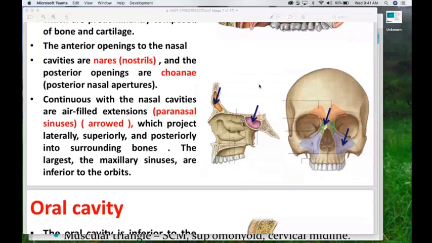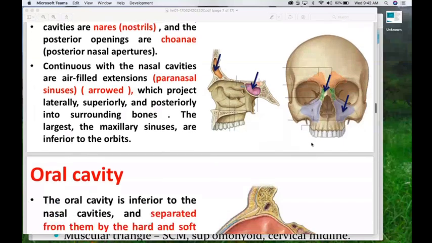So the nasal cavity is filled with extensions, the paranasal sinuses. This one is the frontal sinus. This is the sphenoid sinus. These two are ethmoidal, and these two are maxillary, which project laterally. The maxillary sinus is the largest, which is present inferior to the orbit.